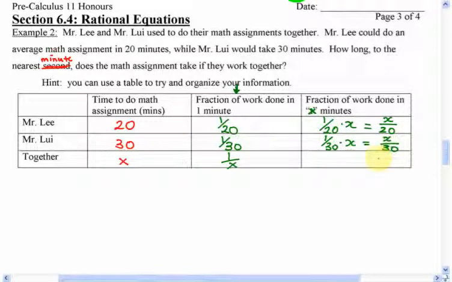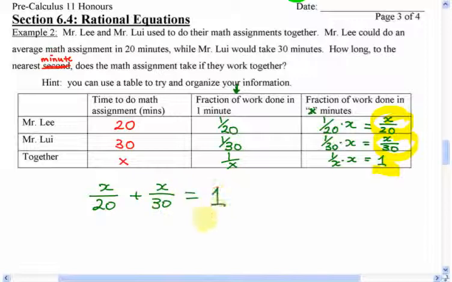And how about together, if this is the case? 1 over x times x should equal to 1. Yeah. Does that make sense? The fraction of work done in x minutes, where x minutes is finishing the whole thing together. Well, finishing the whole thing is the whole thing, 1. So then I heard someone say, should we just add fractions? You're right. If this is the part that I do, and this is the part that Mr. Louis does, and that's the total, so I guess all we have to do now is just add them together. X over 20 plus x over 30 equals to 1. There you go. There's your rational expression.